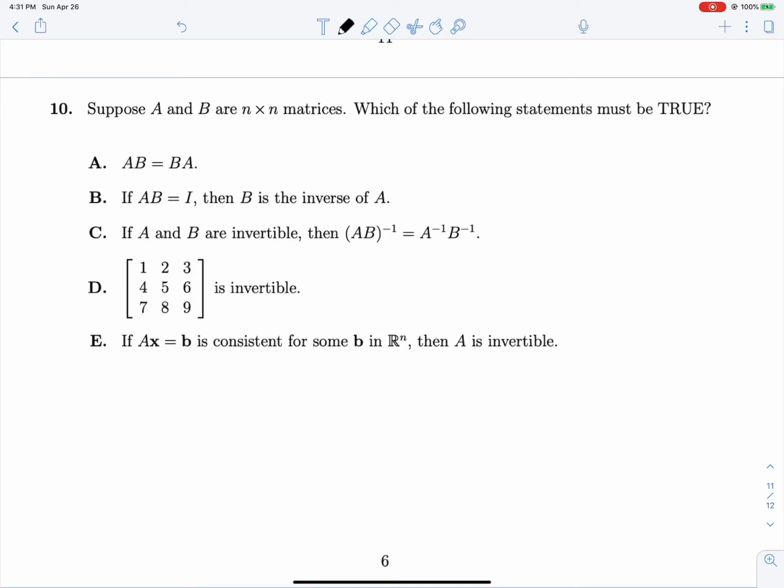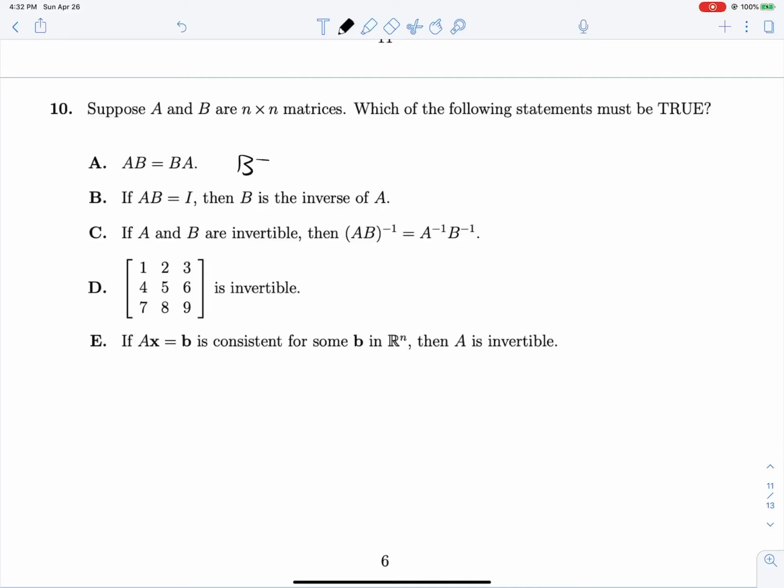Suppose that A and B are n by n matrices. Which of the following must be true? What about A? AB is equal to BA. Well, that's only true for what? Matrices that are inverses of themselves.